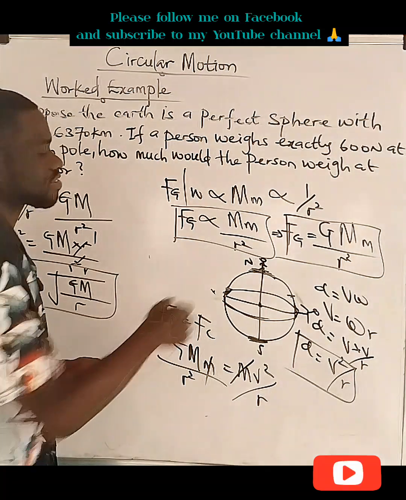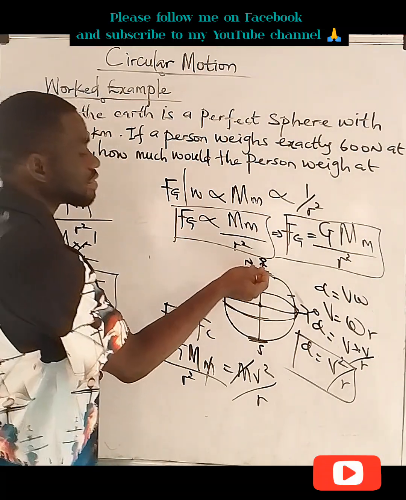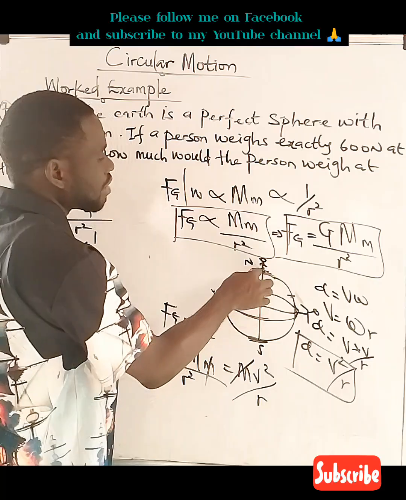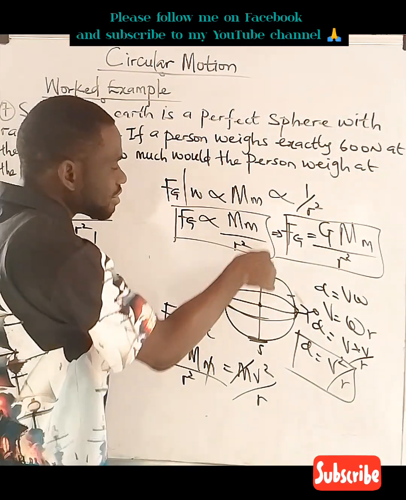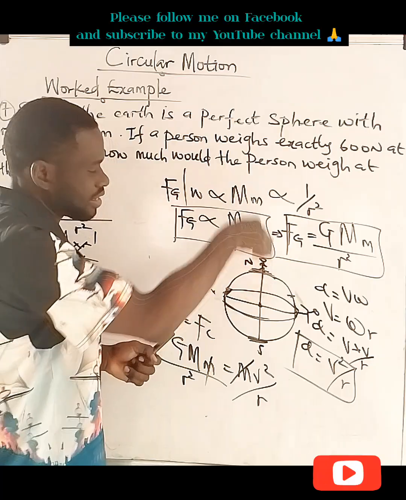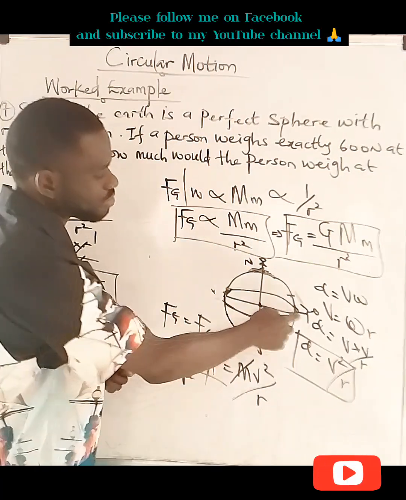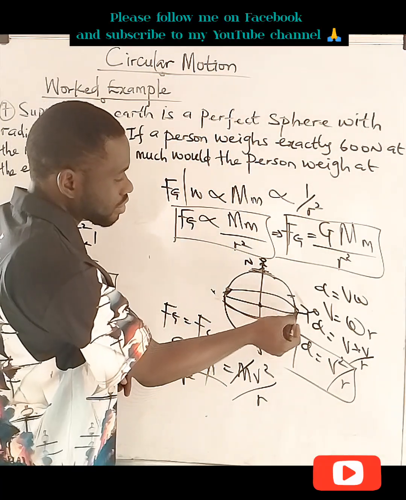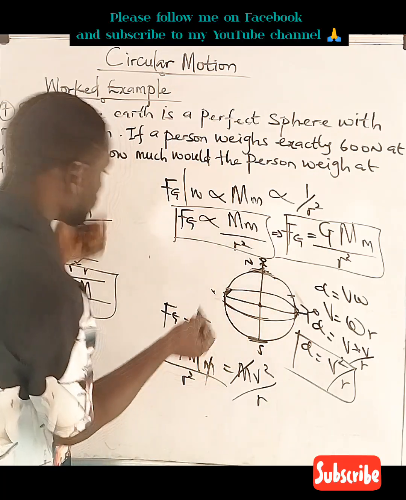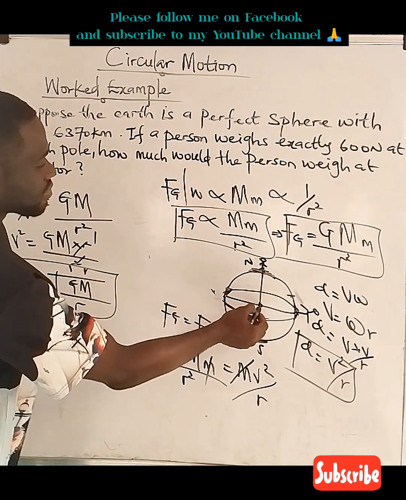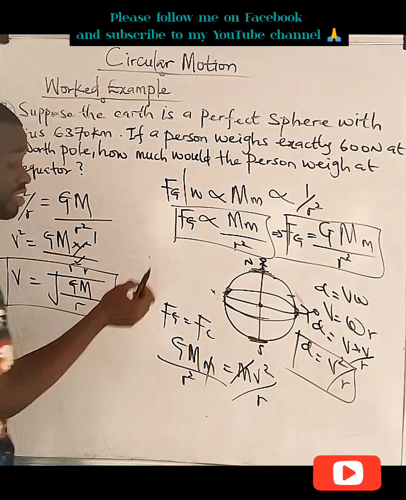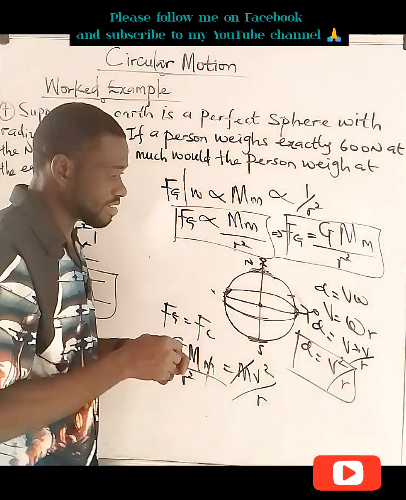When this person stands on the north pole, the distance between this object, it could be a person, and the surface of the Earth is zero. This person is directly on the surface of the Earth, unlike when the person is at the equator, where there is a given distance. That's why the radius of the Earth varies depending on where the person stands.